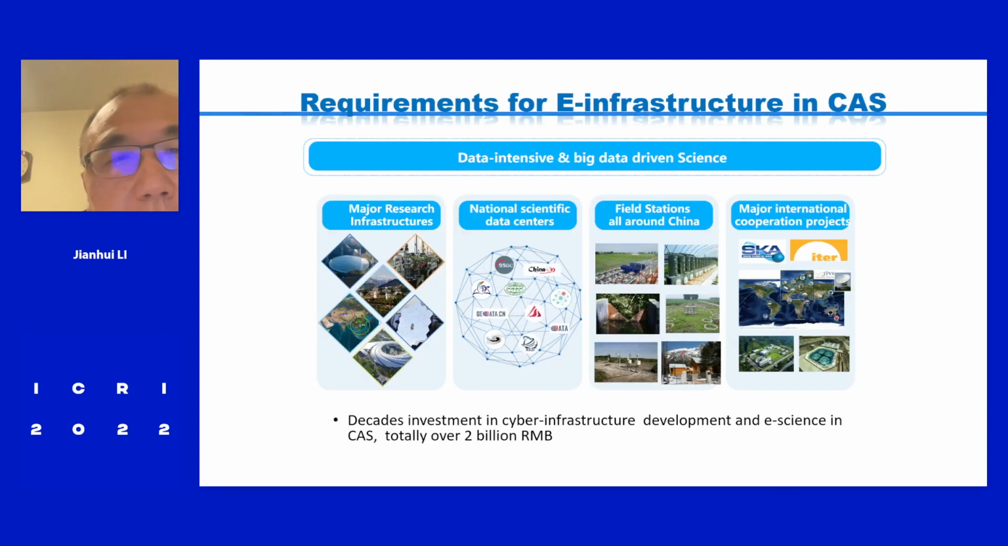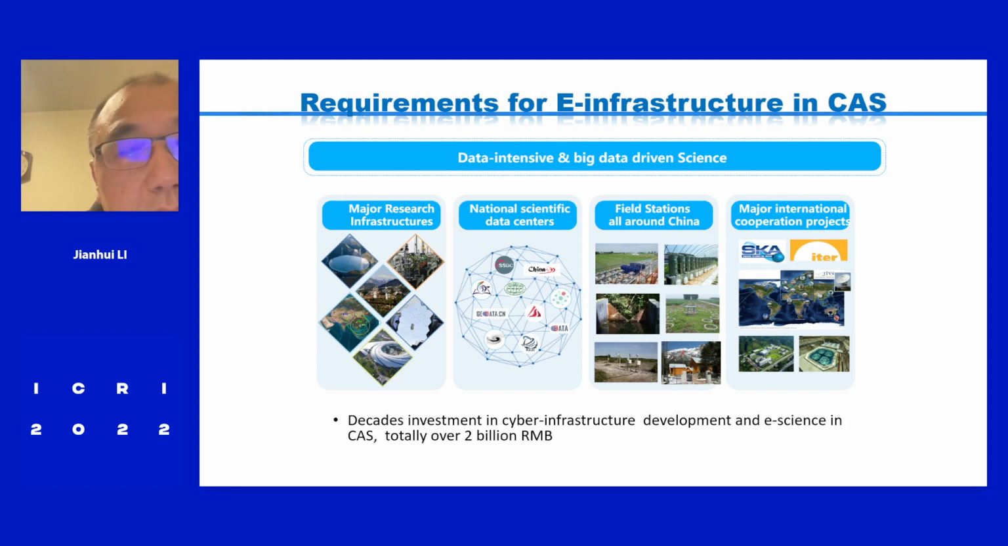As for CAS, the Chinese Academy of Sciences has more than 100 institutes around the country. CAS has many major research infrastructures, and we also host 11 national scientific data centers. We also have many field stations and major international cooperation projects. So we produce big research data, and we also use research data. CAS has made decades of investment in cyber infrastructure development and e-science.